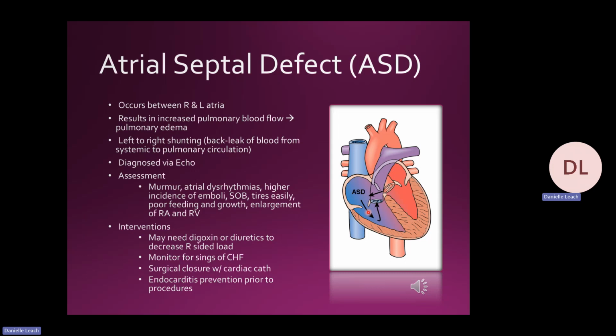Other interventions, more intense sort of interventions, is a surgical closure via cardiac cath, where they can basically come up during the cardiac cath and close this off surgically. This is one of the defects where the child may be on endocarditis prevention prior to any procedures. Things like going to the dentist, they may be taking amoxicillin, for example, to prevent any infection.